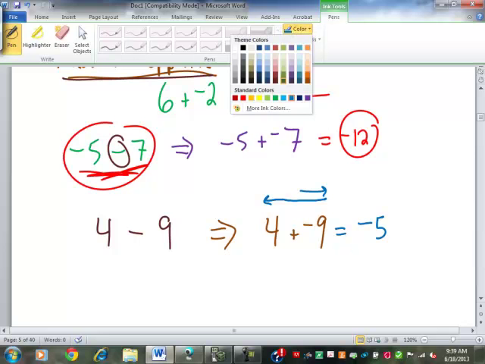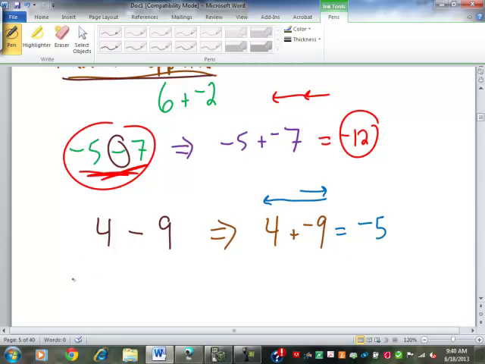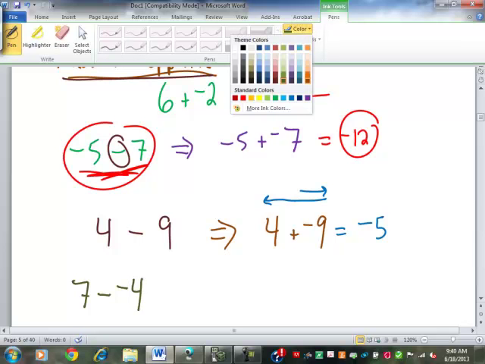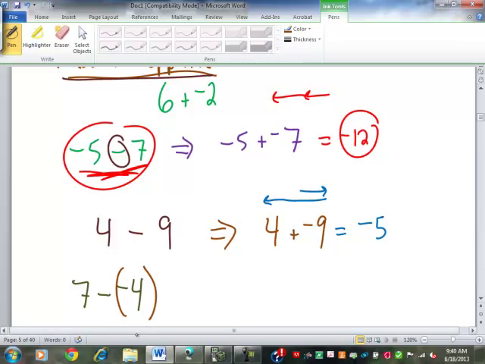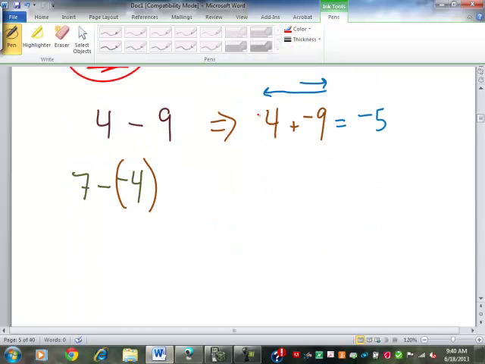And here's the one that always seems to be the showstopper. 7 minus a negative 4. Now, a lot of times your book will write this with parentheses around it, just so you know the negative goes with the 4. Don't be confused by the parentheses. All they're doing is separating the negative from whatever the operation is. But 7 minus a negative 4 could then be thought of as 7 plus, well, what's the opposite of negative 4? Positive 4. 7 minus negative 4 is just 7 plus 4, which is 11.